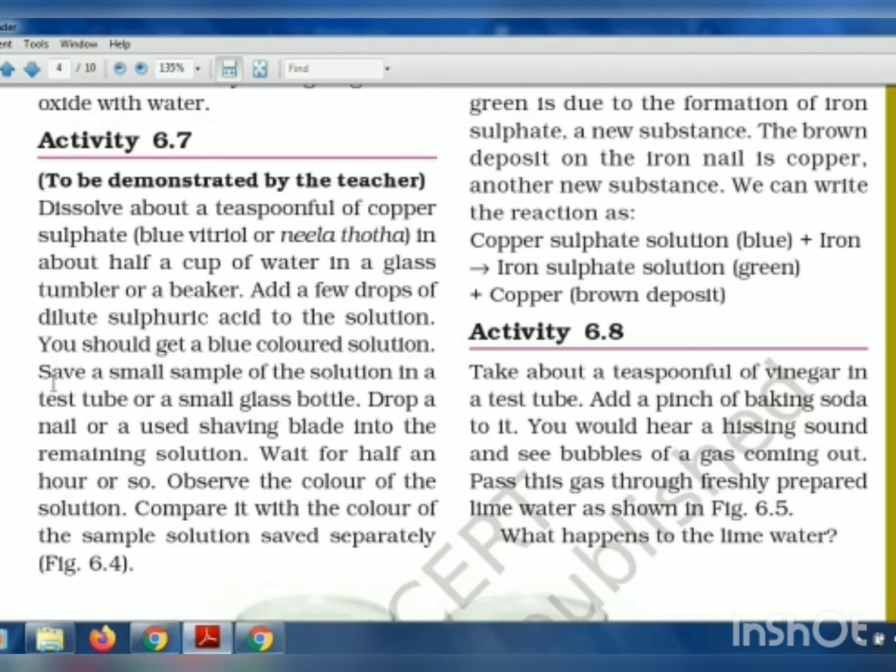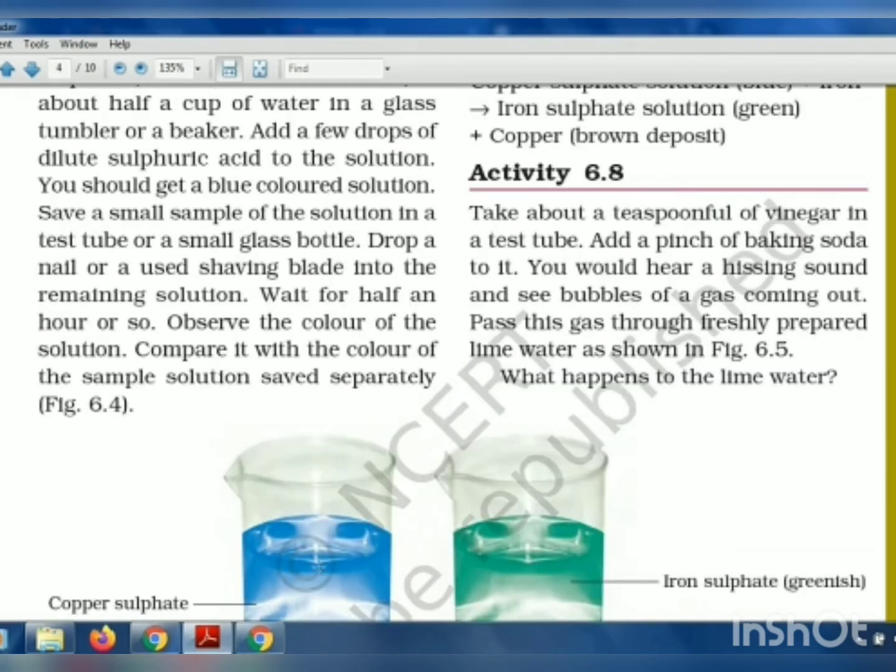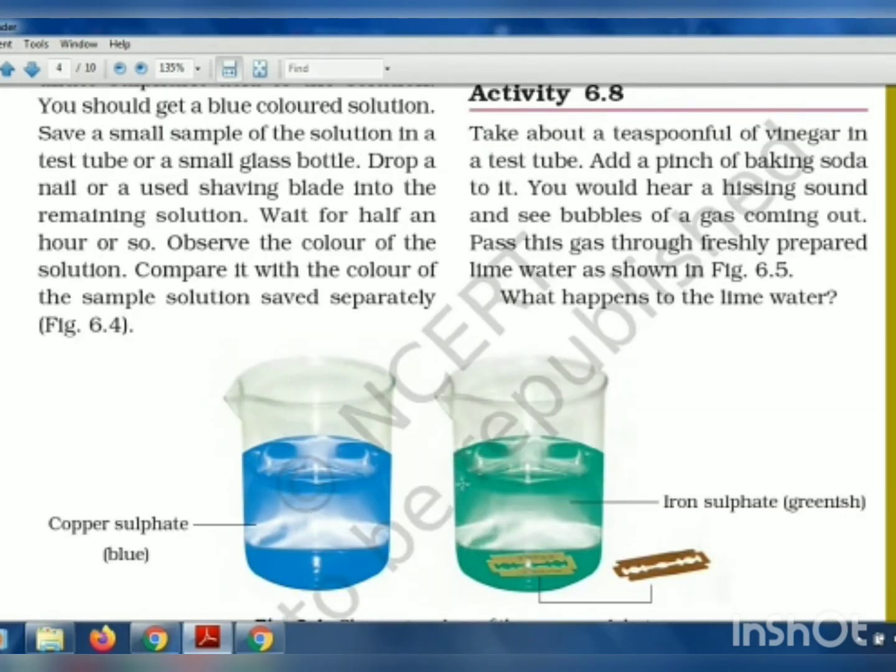Now we have to keep a small amount of that sample in a different small bottle or container, and in the other, larger quantity of solution, we have to put a nail or a shaving blade. You must all have seen this type of blade. Any one thing you have to put and keep in that blue color liquid for half an hour. After that you will see that the blue color liquid will turn green, and there will be some brownish material on the blade.